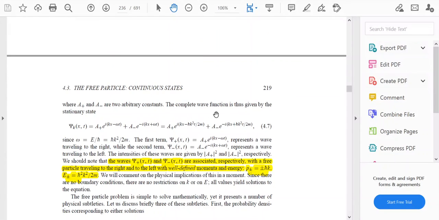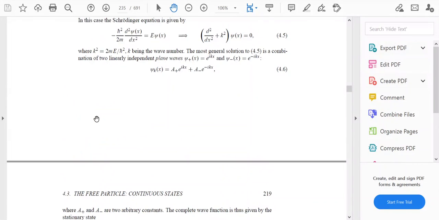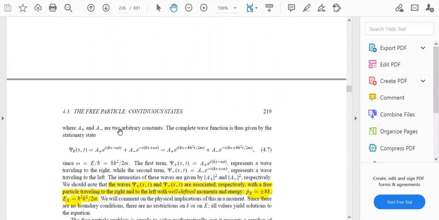The complete wave function is thus given by the stationary state. Stationary states means, suppose we consider the time; you see in the previous equation we have not considered time and we have written it as psi k(x). But if you consider the time factor, then we can rewrite the above equation in this way, that is psi k(x,t) is equal to A plus e to the power i(kx minus omega t) plus A minus e to the power minus i(kx plus omega t).